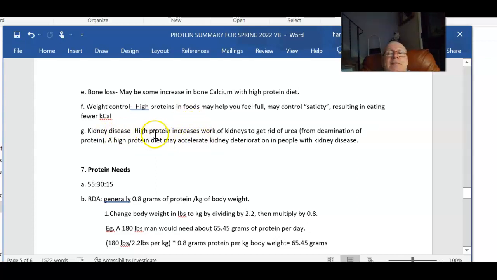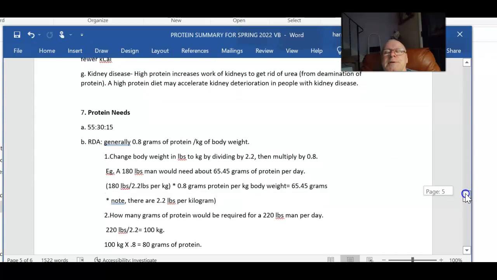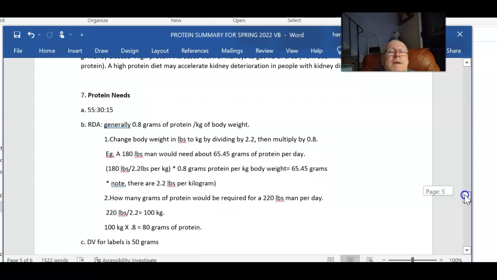Kidney disease. Very high protein foods increase the work of the kidneys. Remember, now they've got to get rid of that urea from the deamination that we talked about. Your body's got to get rid of all that urea, and that happens in the liver and also the kidneys, and that can put a stress on your kidneys, and it can actually cause some kidney problems with high protein diets. I'm going to talk about that too, because there was an interesting case of a bodybuilder who had a problem with a high protein diet and actually died from it.